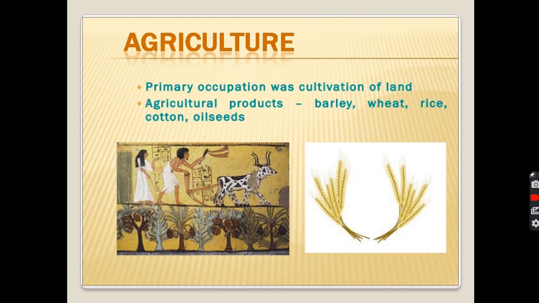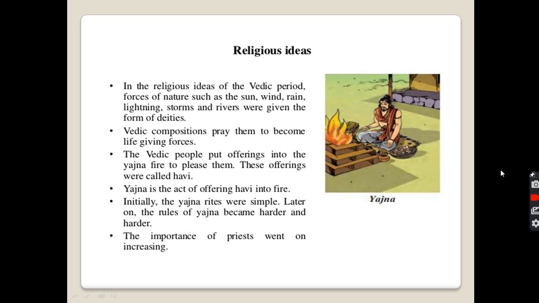Now next we will go to the religious ideas in the Vedic civilization. In the Vedic period the religious ideas were related to nature, mostly focused on nature. We can see examples: the sun, the wind, the rain, lightning, storms and the rivers. All these natural forces were included in the form of deities.